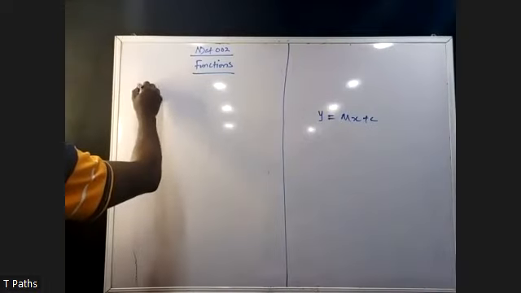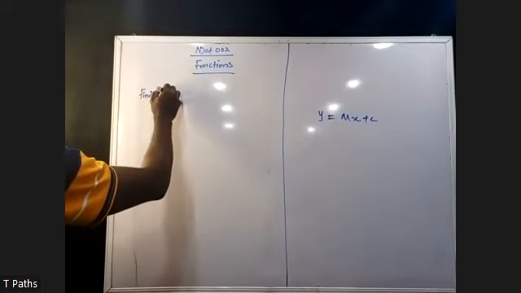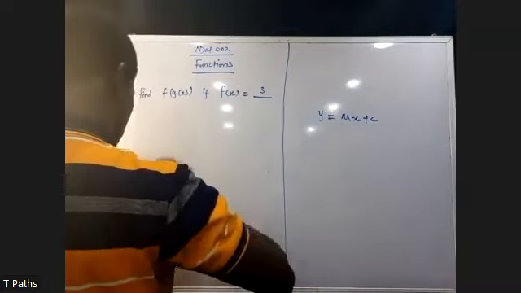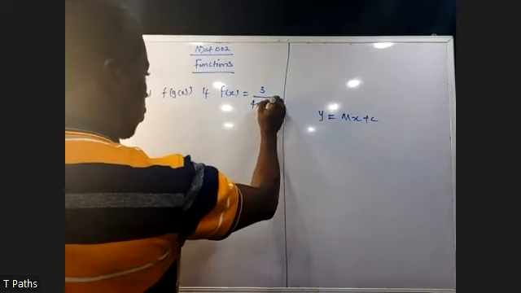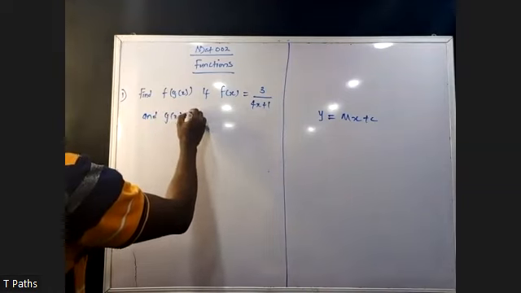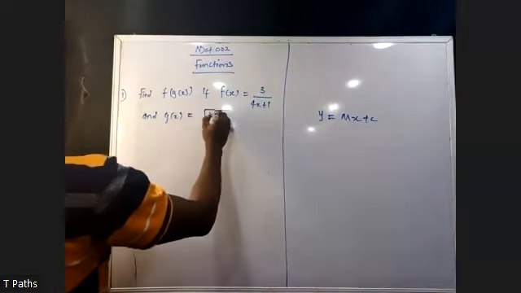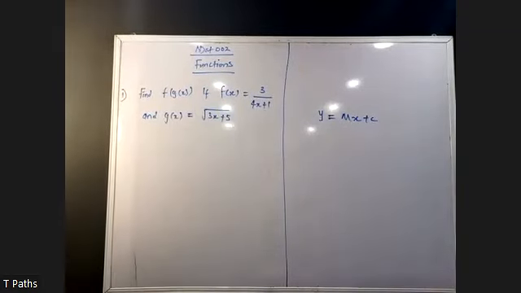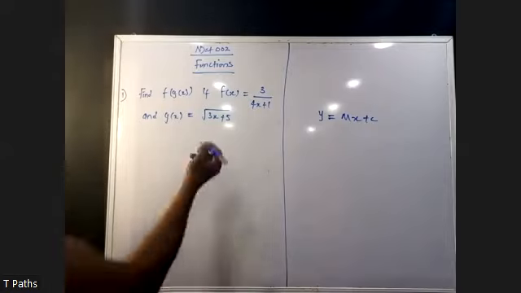So let's say, find f of g of x if f of x is equals to 3 over 4x plus 1 and g of x is equals to square root of 3x plus 5. So this is a question given to us. They said we should find f of g of x if f of x is equals to 3 over 4x plus 1 and g of x is equals to square root of 3x plus 5. And so simple.